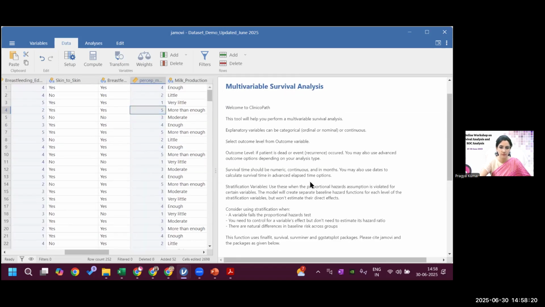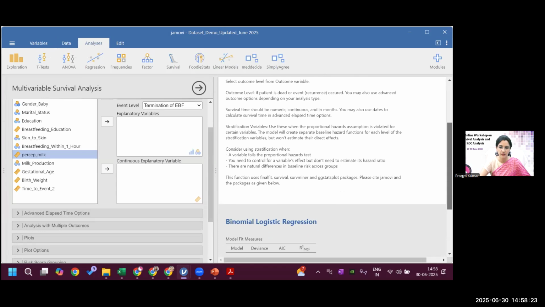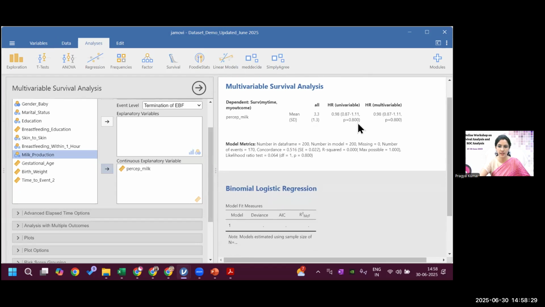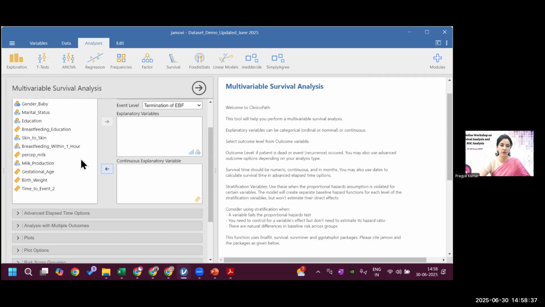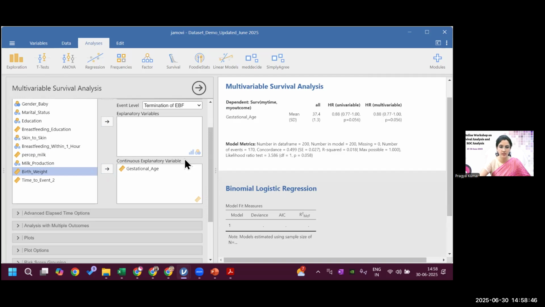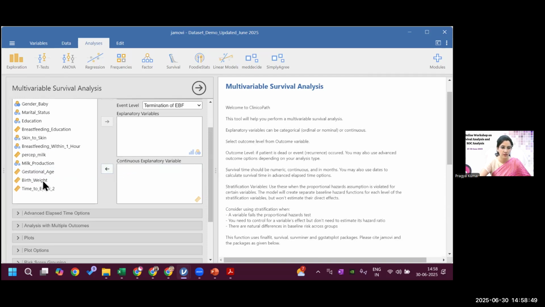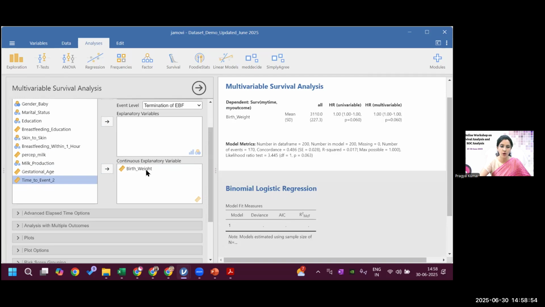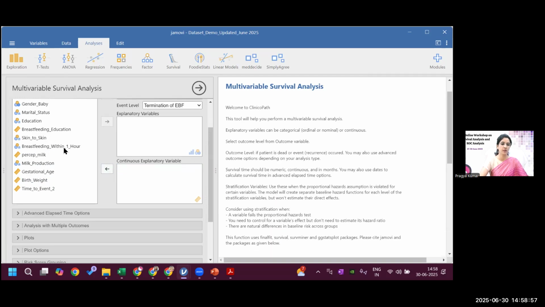So now I'll go here, and again you can take this perception of milk. If you take this, again, this is not significant, 0.8, so you will not include that. And then comes the gestational age. Gestational age is significant, you will take that. Then you take birth weight. Birth weight is again significant. So all variables are significant except for your perception of milk, and I'll take all the other variables.